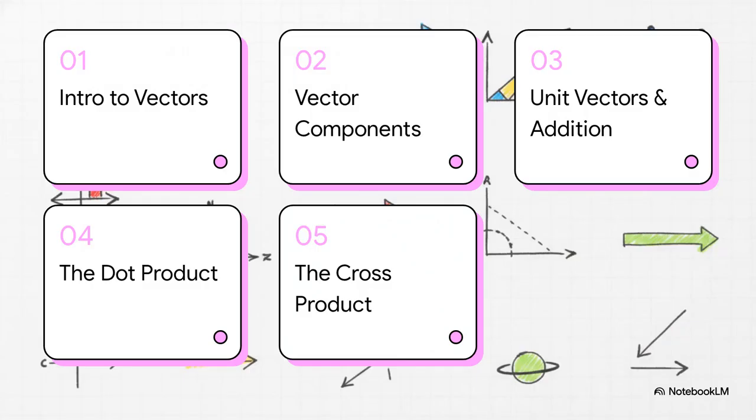Here's our roadmap to demystify Chapter 3. First, an intro to vectors and scalars. Second, breaking vectors into components. Third, unit vectors and addition. Fourth, multiplying with the dot product. And finally, fifth, multiplying with the cross product. We're moving strictly chronologically so you never feel lost.